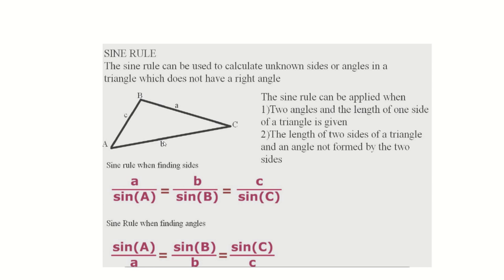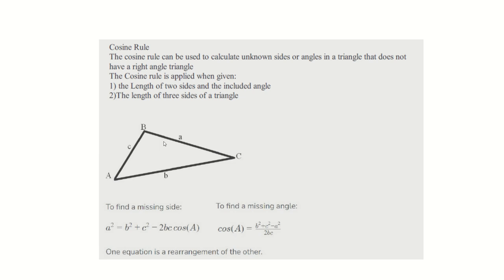So if two angles and the length of one side corresponding to one of those angles are given, or the length of two sides of a triangle and the angle corresponding to one of the lengths that they give you, you can use your sine rule. Your cosine rule can be used to calculate unknown sides or angles in a triangle that is not a right-angled triangle. Again, that's what I just said.